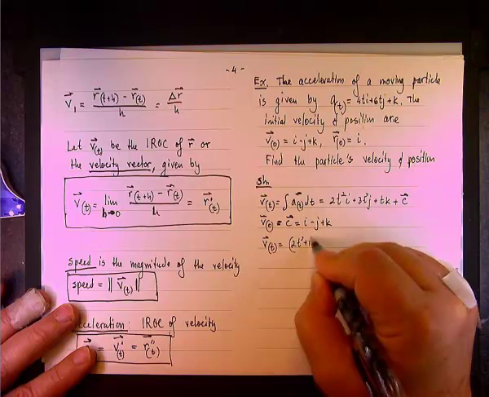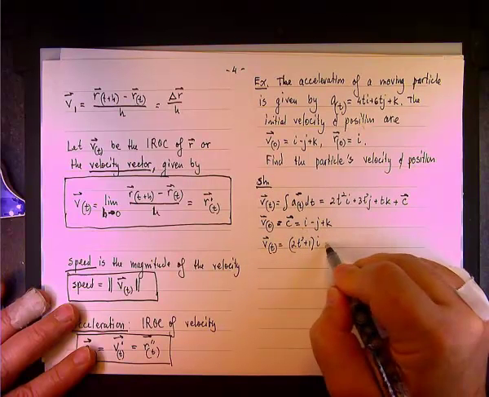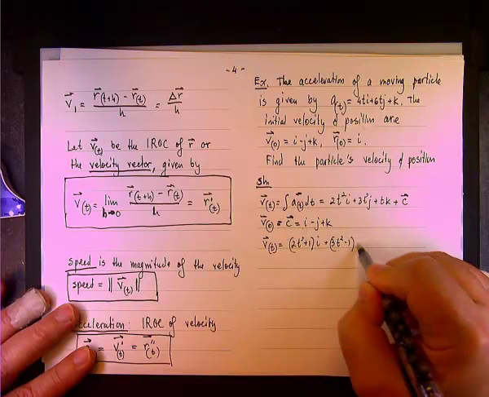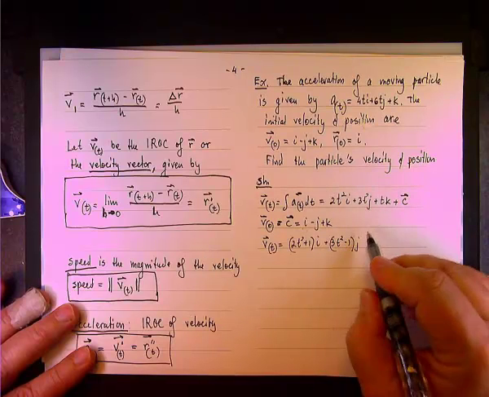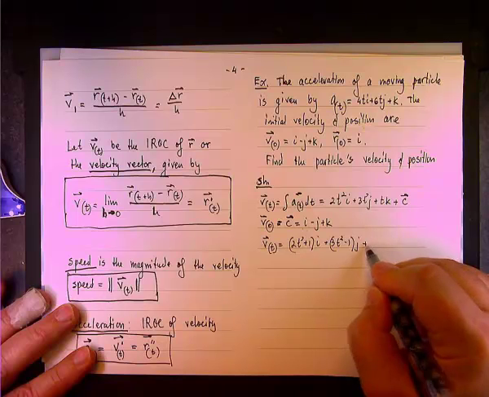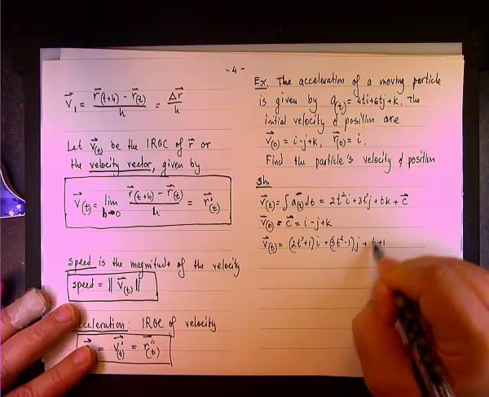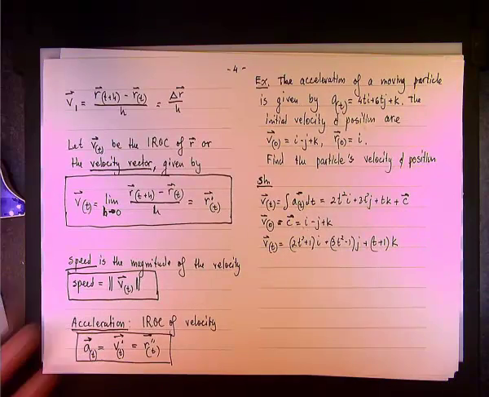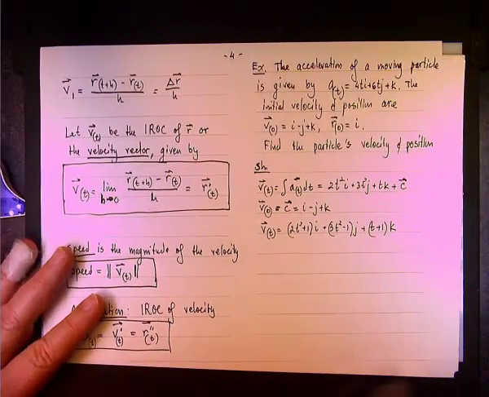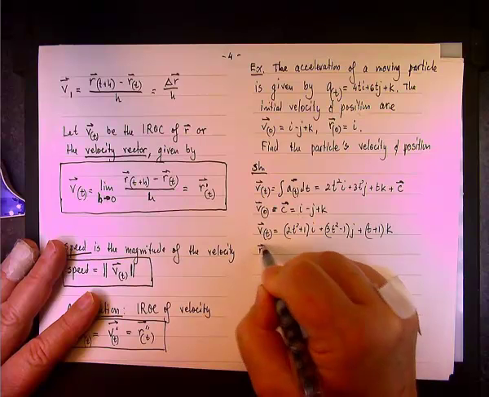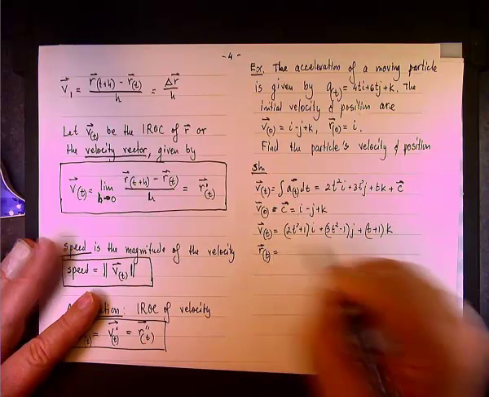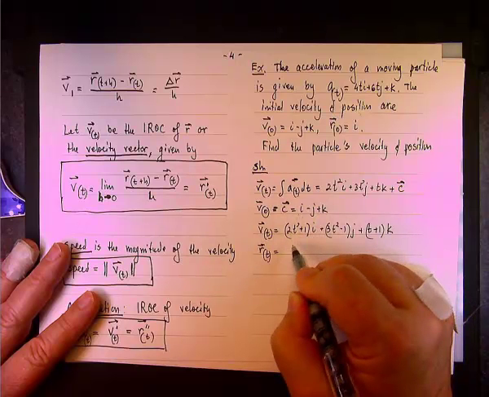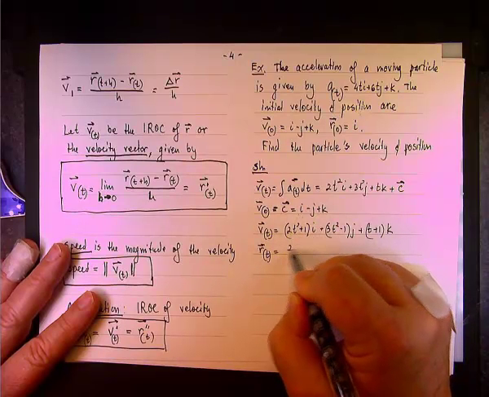Okay, so put this together, and you have v of t will be, in the i direction, 2t squared plus 1. In the j direction, we'll have 3t squared minus 1. And in the k direction, we'll have t plus 1. And that's how you eliminate the constant vector c.